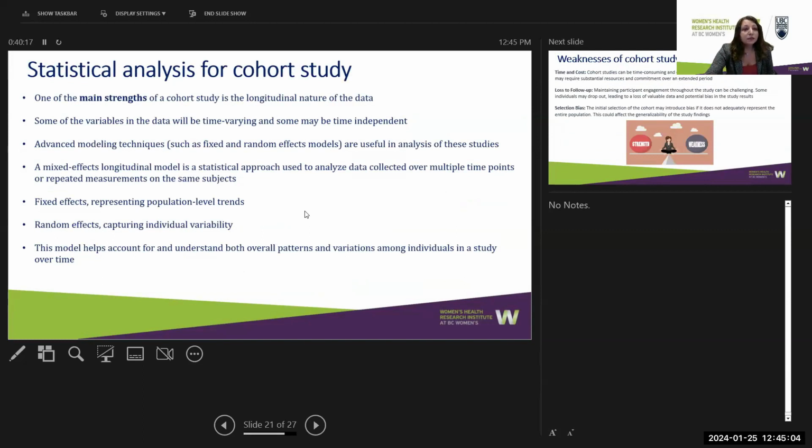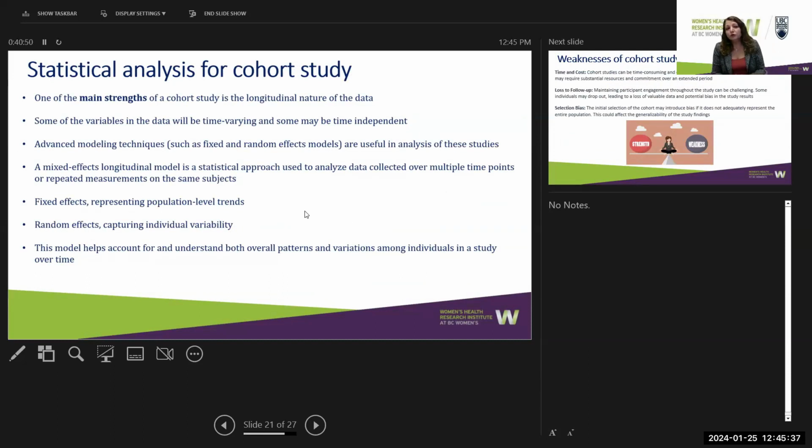So for statistical analysis for cohort study, one of the main strengths of cohort study is the longitudinal nature of data, prospectively or retrospectively. Some of the variables in the data will be time varying, and some may be time independent. So usually for any cohort study, you establish your baseline. Either you have a baseline at one point in time or multiple points in time, like people can get into your cohort at different time points.